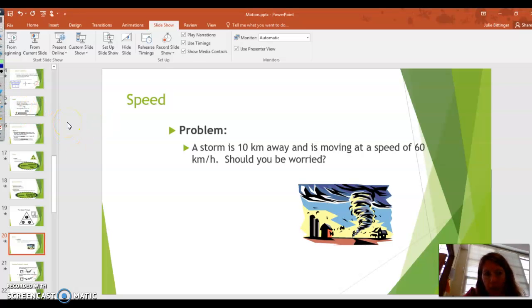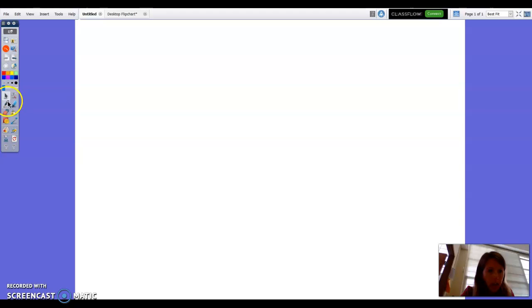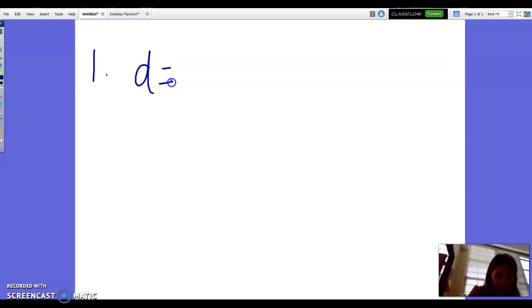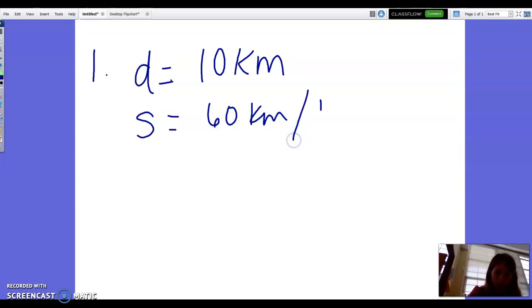So the first problem in the notes, it says a storm is 10 kilometers away and is moving at a speed of 60 kilometers per hour. Should you be worried? So in that problem, we are given distance, and that equals 10 kilometers. And we are given speed of 60 kilometers per hour.